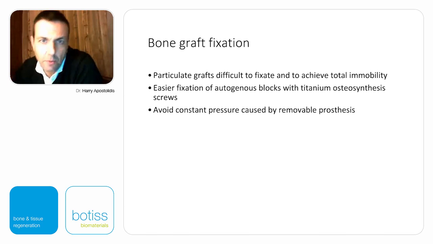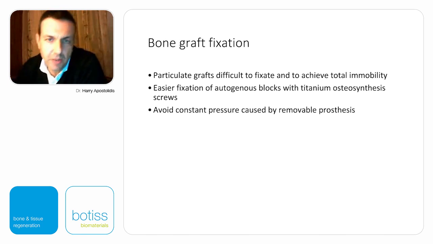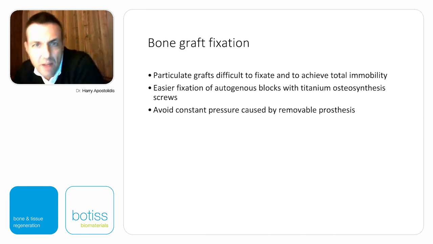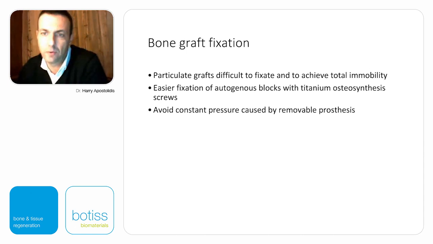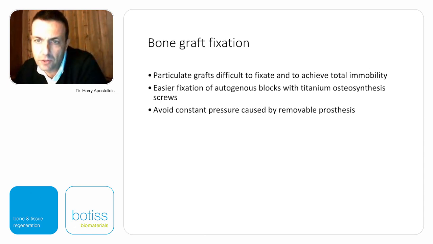This is a very, very important issue. When we do augmentation of especially big defects of the alveolus, we have to fixate the graft. The disadvantage of the particulate graft is that it's difficult to fixate and to achieve total immobility, whereas with autogenous block, we have easier fixation with the titanium osteosynthesis screws. And of course, whichever we use, we have to avoid the constant pressure caused by a removable prosthesis. If we have a removable prosthesis, we have constant pressure and movement of the graft.